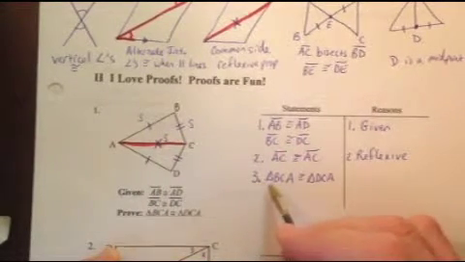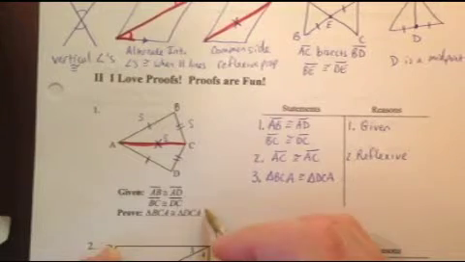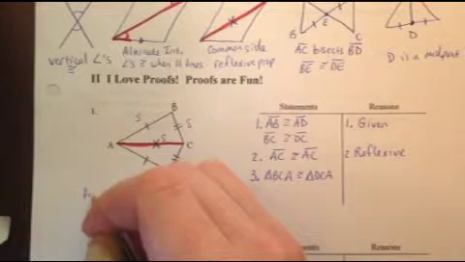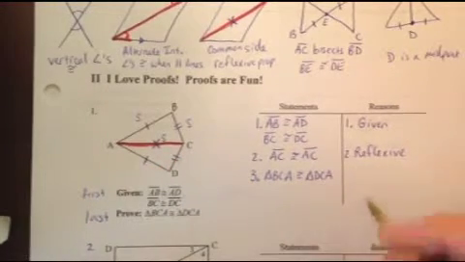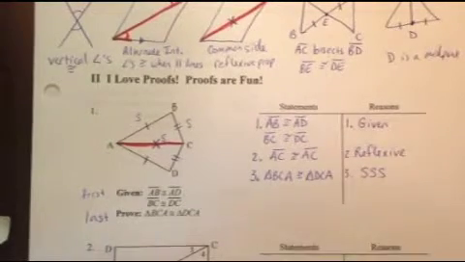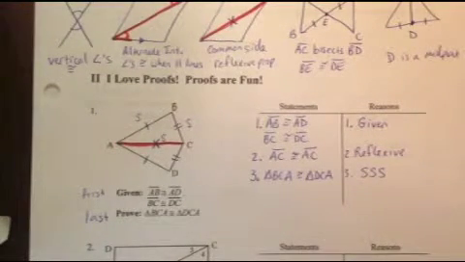So we can say this is our last step. The proof statement is always last. The given statement is always first. Why are the triangles congruent? Side, side, side. SSS. And that's it. That's a proof right there.